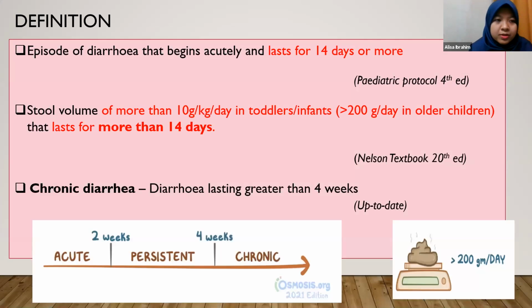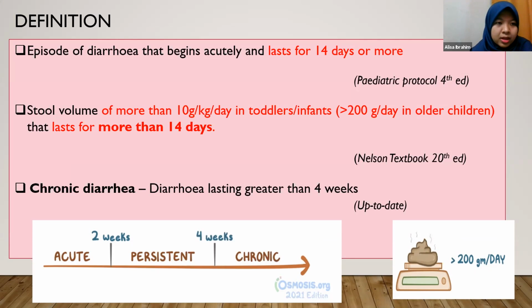So we move on to the first outline, which is the definitions of chronic diarrhea. According to the PITS protocol, chronic diarrhea is an episode of diarrhea that begins acutely and lasts for 14 days or more.